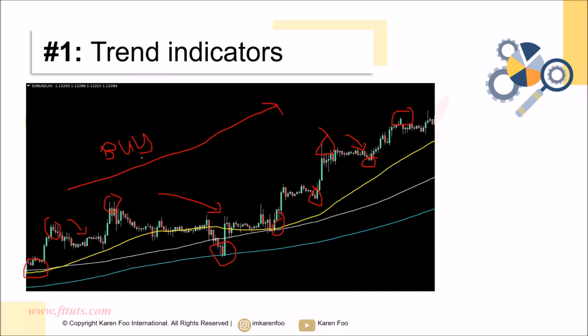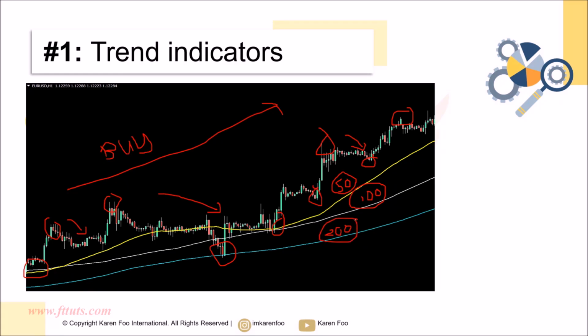Just look at whether there's high highs, high lows, and the second way to do that is by using moving averages. So you can see that I have 3 lines over here. Again, I'm going to go into detail on all these moving averages one by one in the next few lessons, but for now just understand that the yellow line is a 50 SMA, the white line is a 100 SMA, and the blue line is a 200 SMA.